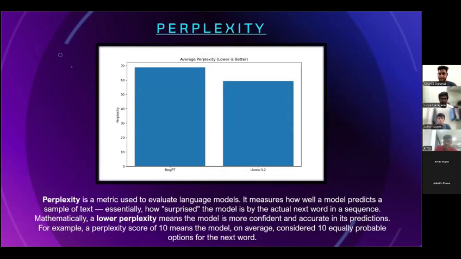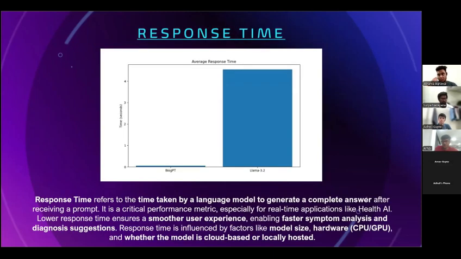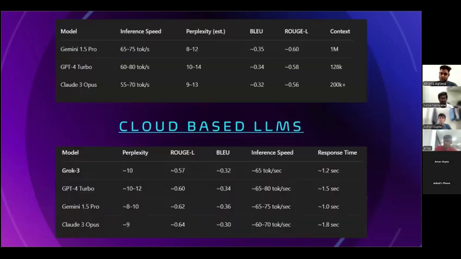It's the perplexity. The perplexity is the confidence of the model, meaning how surprised the model is by the actual next word in the sequence. It's the response time. BioGPT is fast and Llama is quite slow, as our Llama takes more RAM. Coming to cloud-based models, ChatGPT 4 leads in quality while Gemini responds the quickest. Access to these models can be limited due to token requirements.